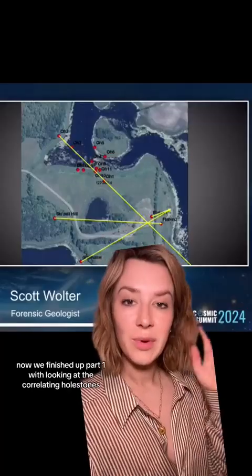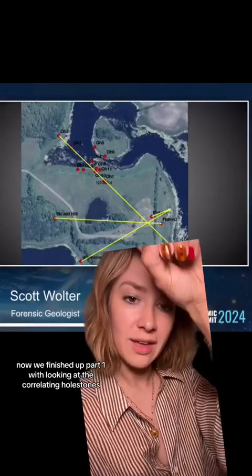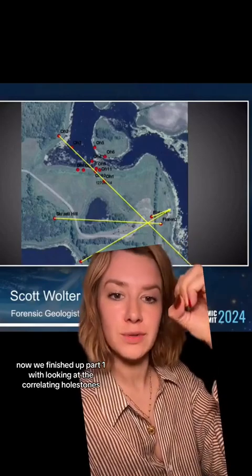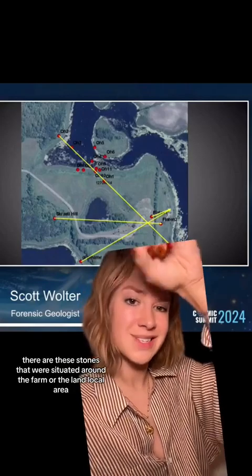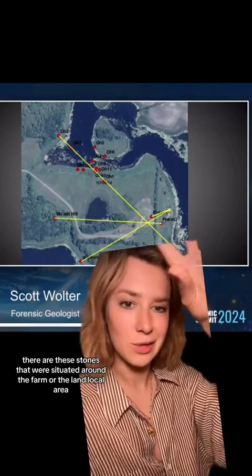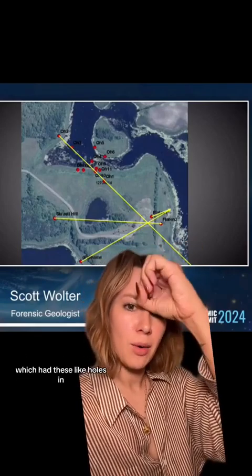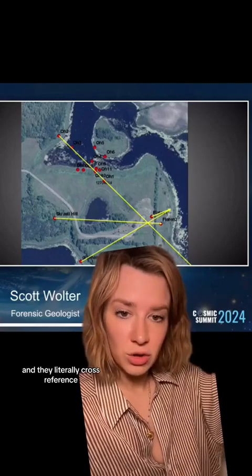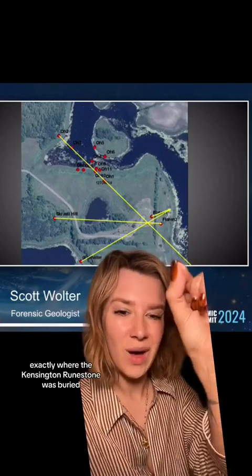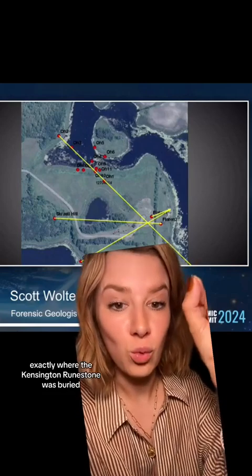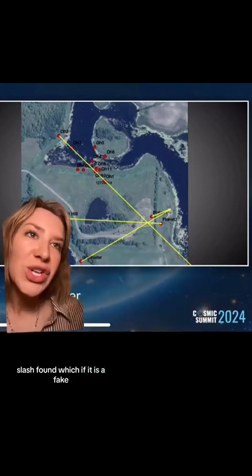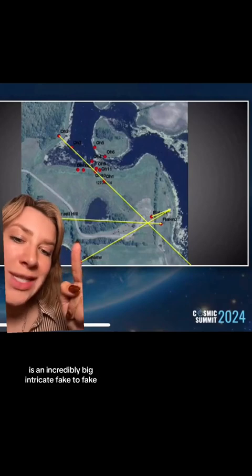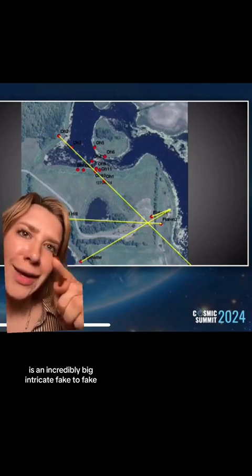Worth noting. Now, we finished up part one with looking at the correlating hole stones. There are these stones that were situated around the farm or the local area, which had holes in them, and they cross-reference exactly where the Kensington Rune Stone was buried or found. Which, if it is a fake, is an incredibly big, intricate fake.